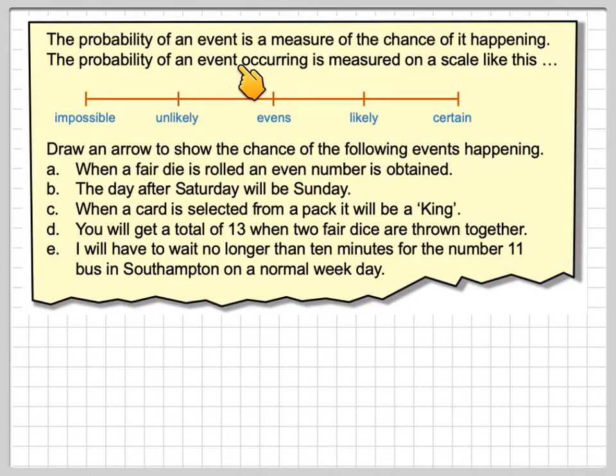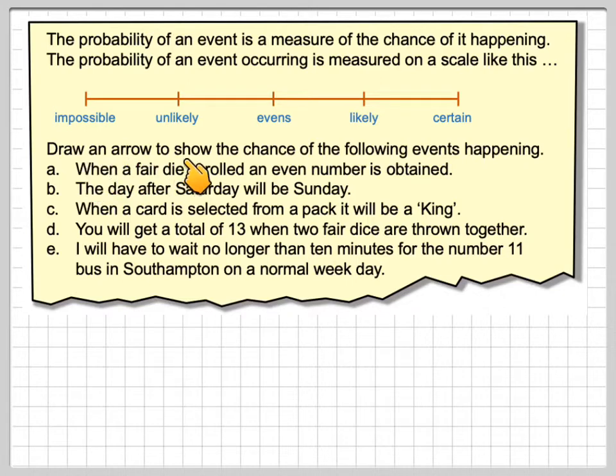The probability of an event is a measure of the chance of it happening. So the probability of an event occurring is measured on a scale like this. We start at this end with impossible, and at this end we get likely. In the middle we get evens. Here we put unlikely events, and here we put likely events.